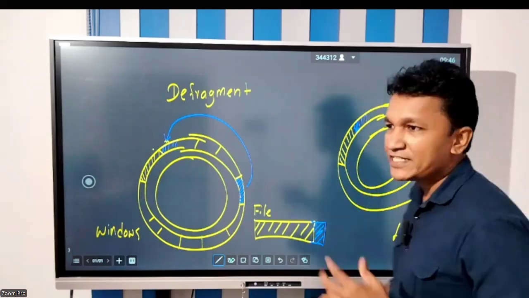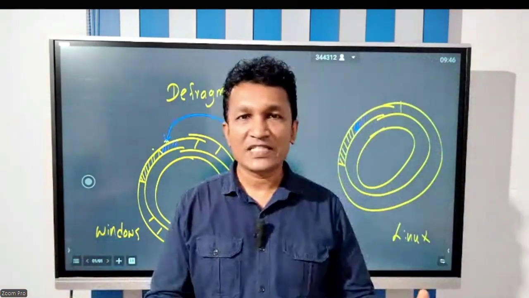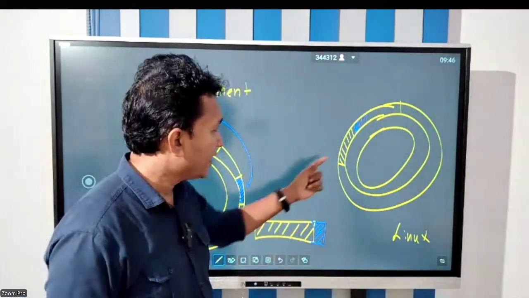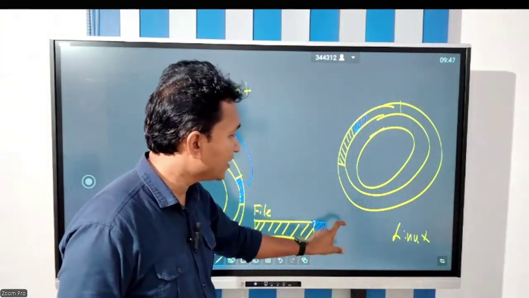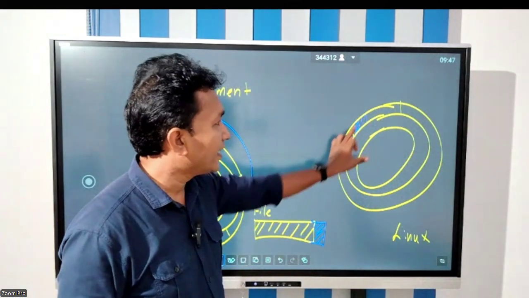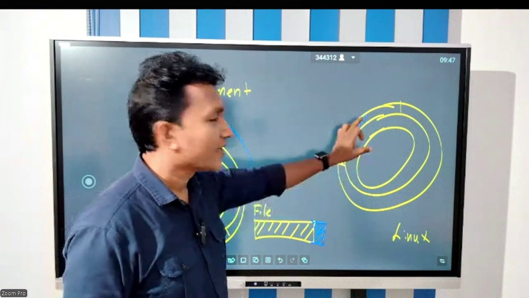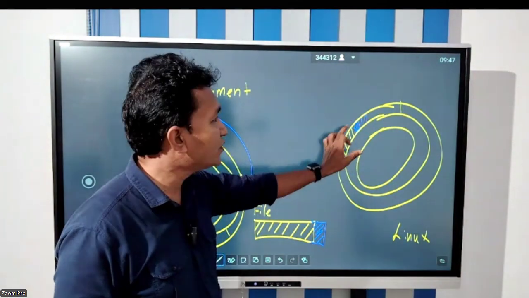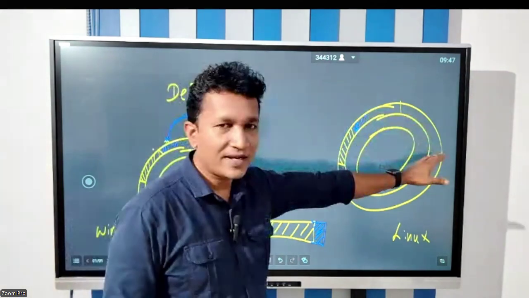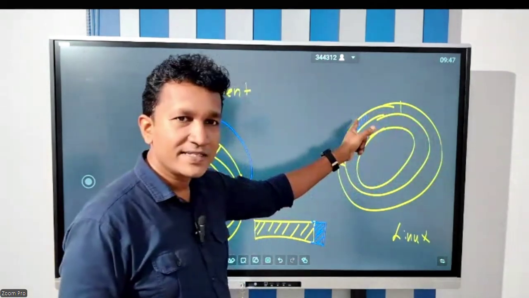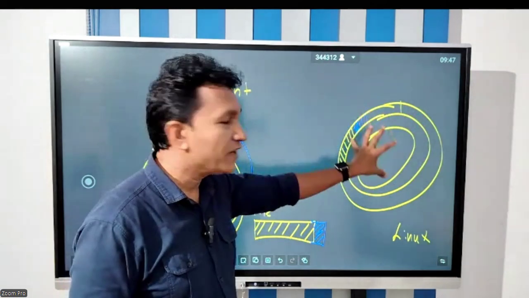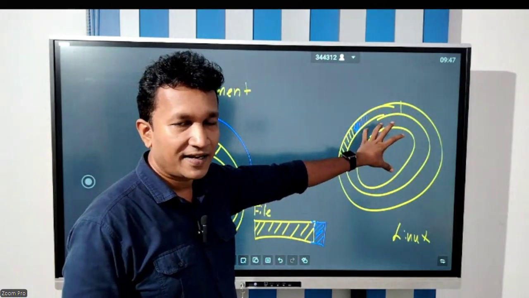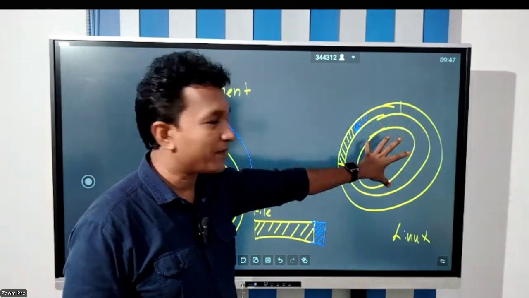So initially it will allocate more space when the file is created, right? Therefore, if there are some additions, it can again write that file in the same location, adjacent to the same location. Adjacent to the same location. Therefore, we do not need to defragment this hard disk, right? We don't need to defragment.